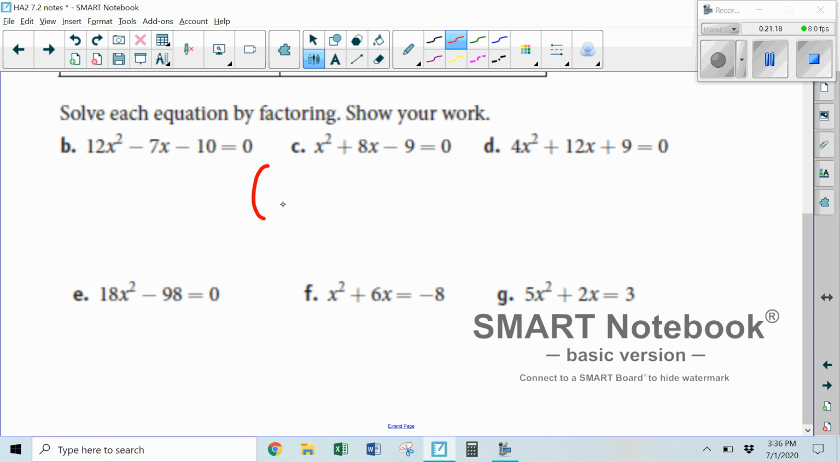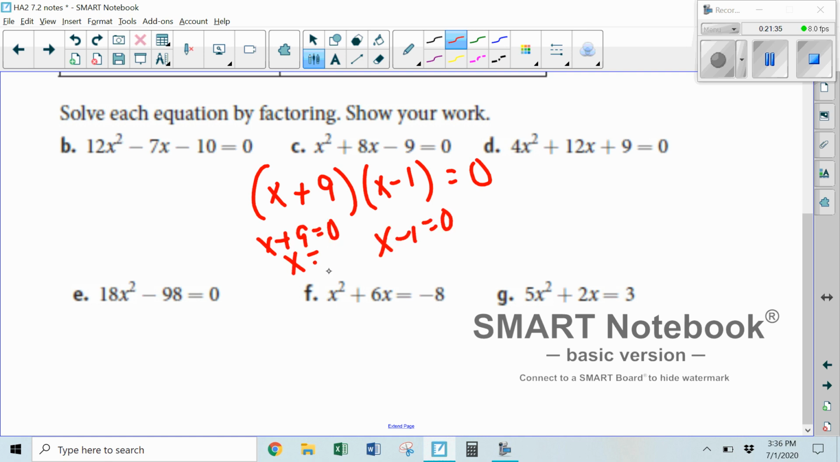C, answer. Well, let me show you a little bit of work first. Your factors are going to be x plus 9, x minus 1. And after I set each piece equal to 0 and solve, I get -9 and 1.